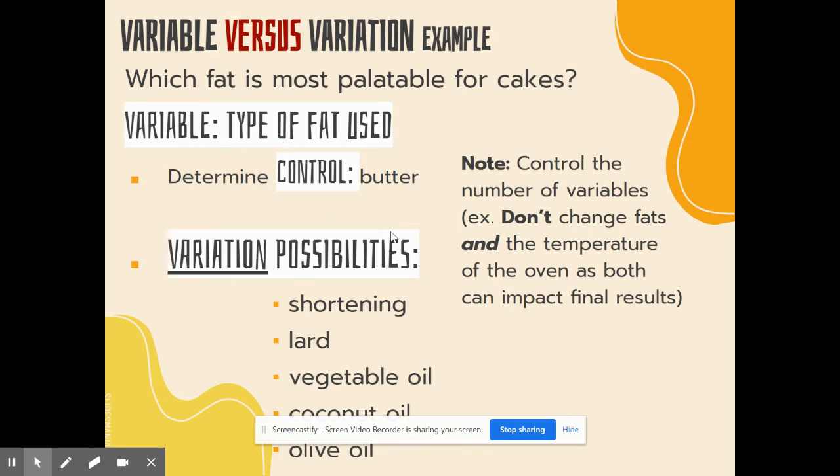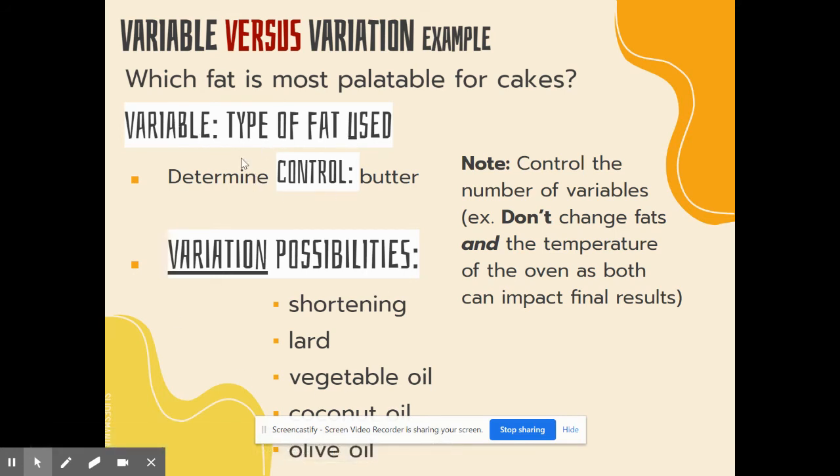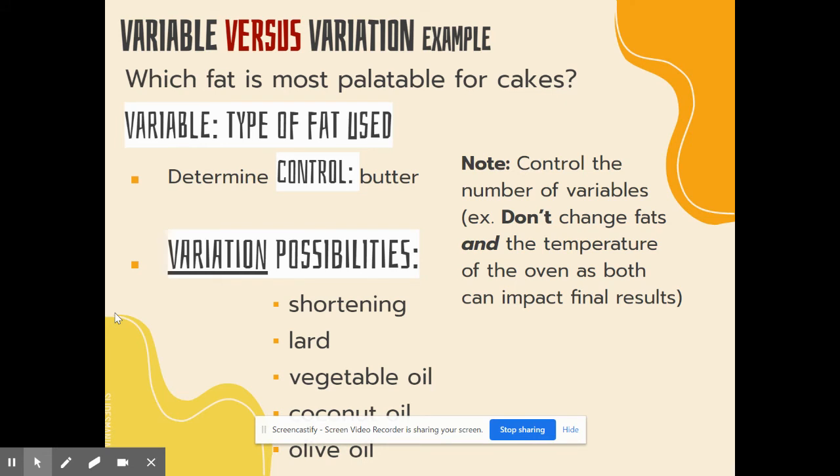So here is our experiment. We have the types of fat used as our variable. Our control is going to be butter, and then our different variations will be shortening, lard, vegetable oil, coconut oil, or olive oil. In our class, the way you might see this is that one group would be using butter, and the other groups would be using other types of fats.